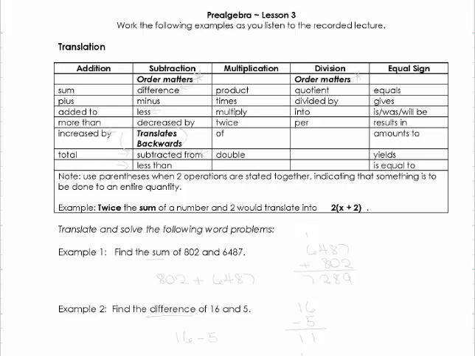For addition, we would see the words either sum or plus, added to, more than, increased by, or total. If you saw one of those words, one of those terms in a word problem, you would know that they meant for you to add.